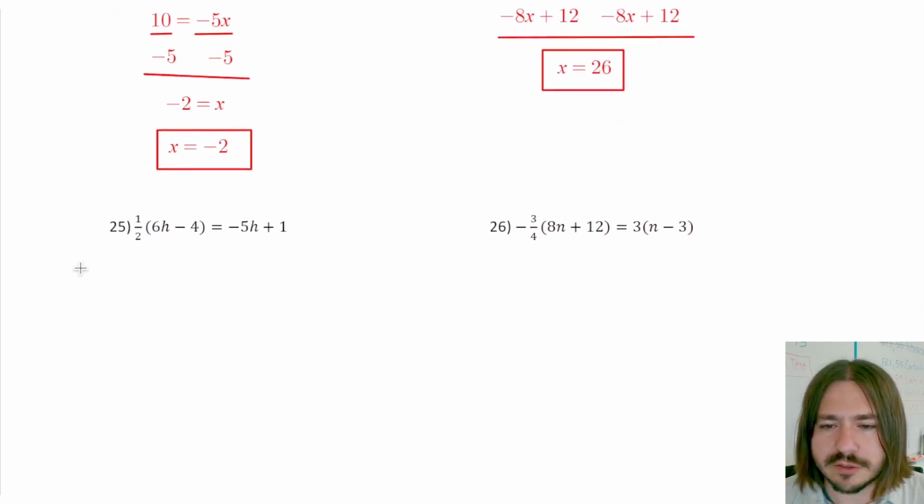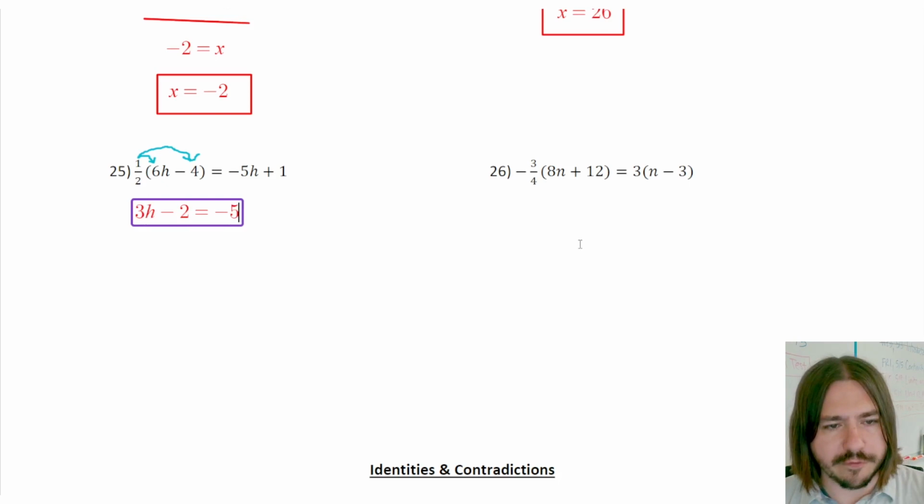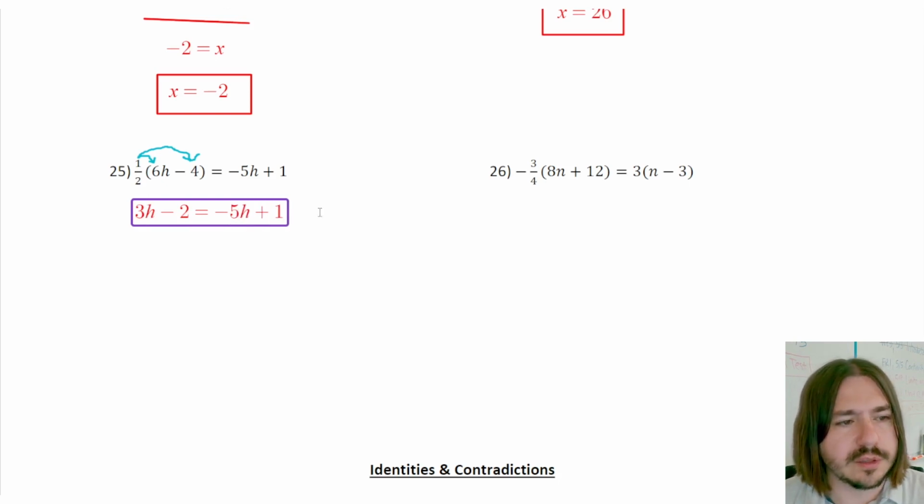We've got just two more examples here, and the overall process is going to be the same. So if you want to work these out on your own first and then look at the solutions, it's not a bad idea. But I'll just go ahead and work these out for you. So first I'm going to distribute the 1/2, and that's going to give me 3h minus 2 equals negative 5h plus 1. And then I'm going to collect my terms.